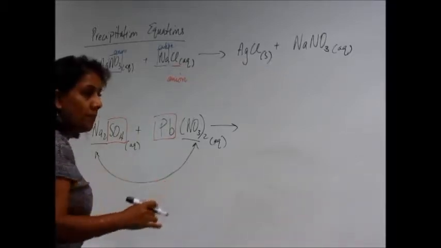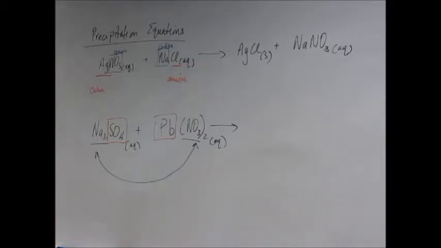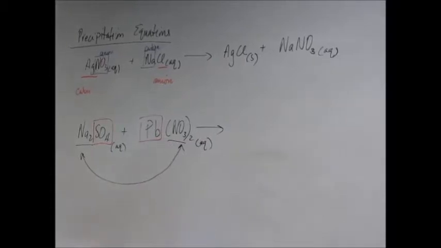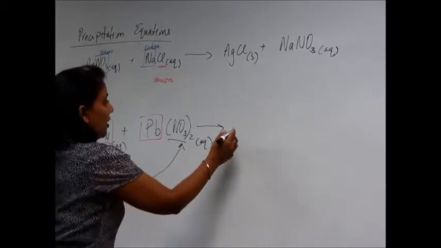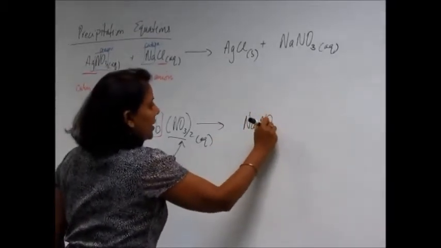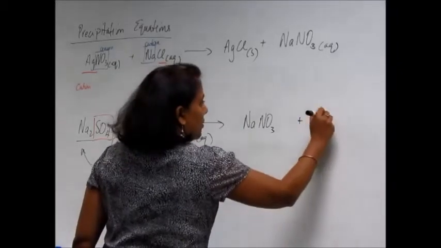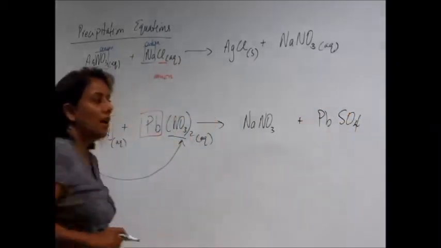Sodium nitrate is aqueous, but would PbSO4 also be aqueous? The rule says sulfates, SO4s, are all soluble, except for lead. I was thinking all insoluble except for Pb. Okay, fine. So then we have NaNO3 and lead sulfate. Are our formulas fine?